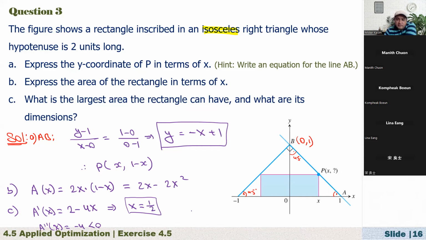So what is the largest area the rectangle can have? Now we can write our final answer here. This A maximum will be when x equals 1 over 2. So 2x is 2 times 1 over 2, that is the length, times the height. What is the height? 1 minus x, 1 minus 1 over 2. So that is 1 times 1 over 2, which is 1 over 2. That is the greatest possible area of this rectangle. And what are its dimensions? The length is 1, and the width is 1 over 2.